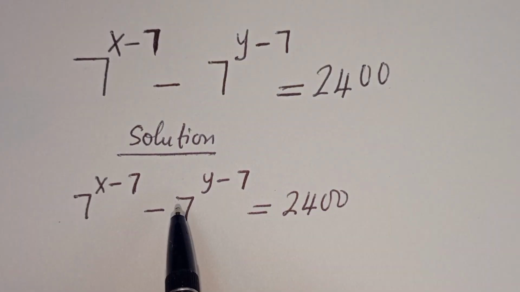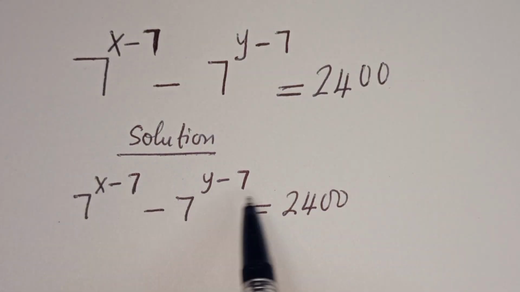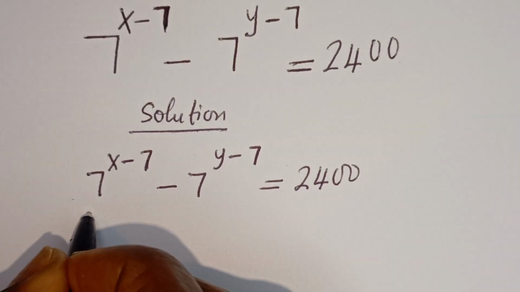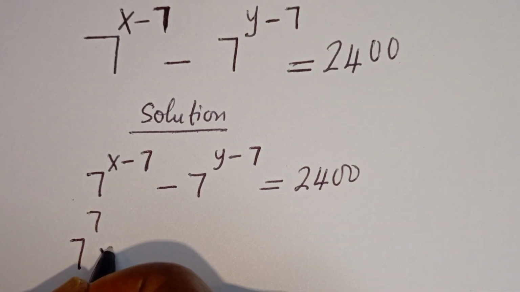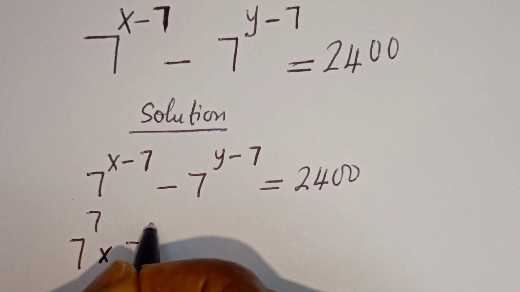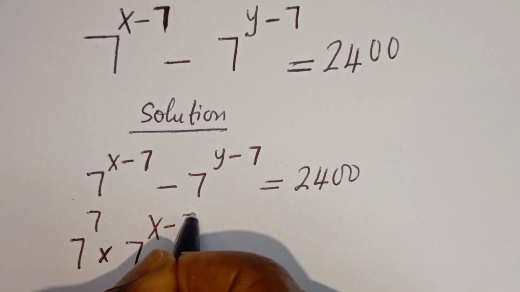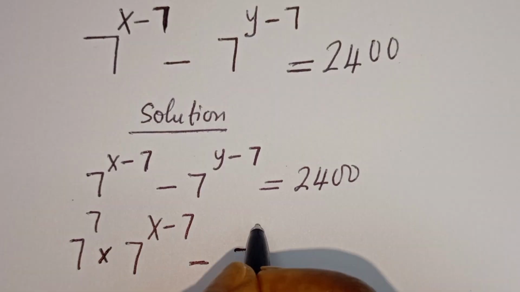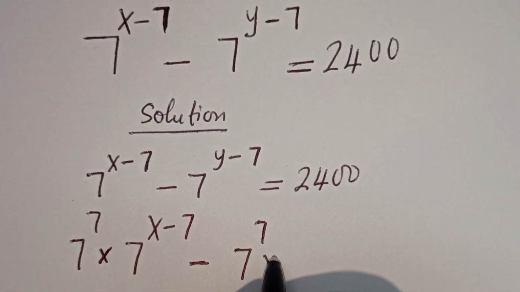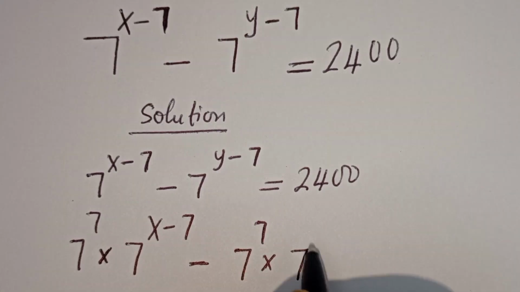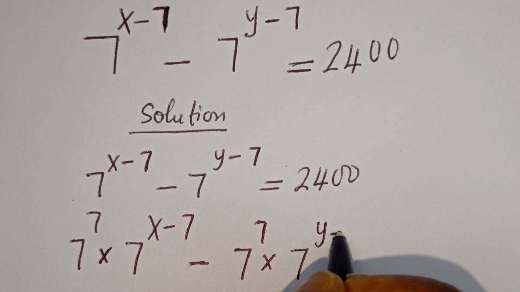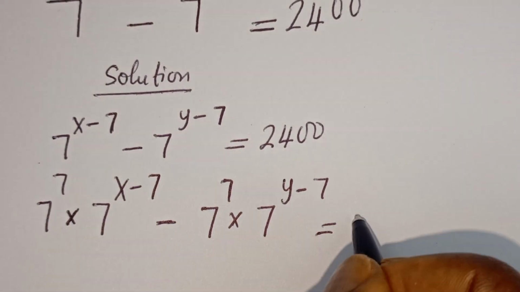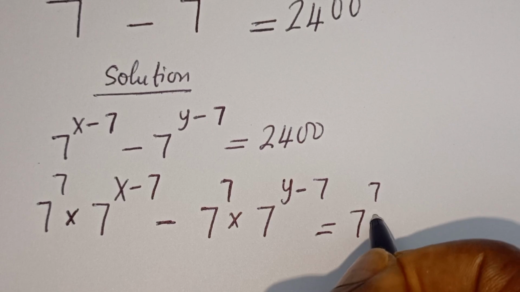Let's perform a trick here: we can multiply all through by 7 to the power of 7. Here we have 7 to the power of 7 multiplied by 7 to the power of x minus 7, minus 7 to the power of 7 multiplied by 7 to the power of y minus 7, is equal to 7 to the power of 7 multiplied by 2400.